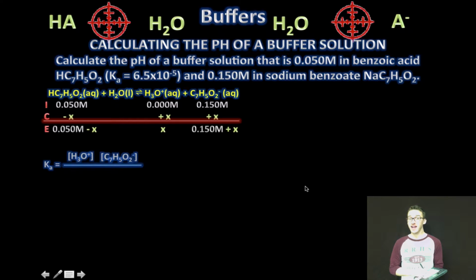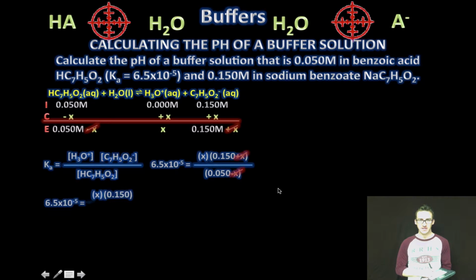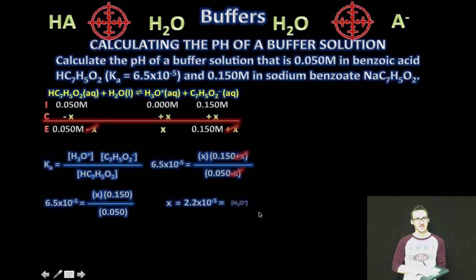The expression for Ka is going to be concentration of products over concentrations of reactants. Again, remember, we're not going to include water because it's a pure liquid. I'm going to plug in my value for Ka and plug in my concentrations that I've defined at equilibrium. We're going to make the x's small approximation because our initial concentration and the Ka differ by a factor of 1,000 or more. Next, we're going to set this up to solve for x. That simplifies our expression, makes it easier to solve. We just jump to our calculator and solve for x. X in this case is going to equal 2.2 times 10 to the minus 5 molar.